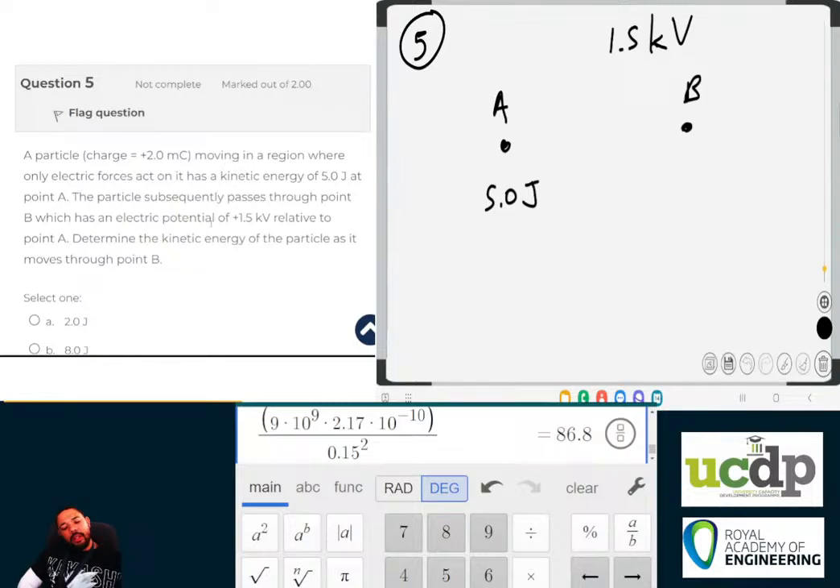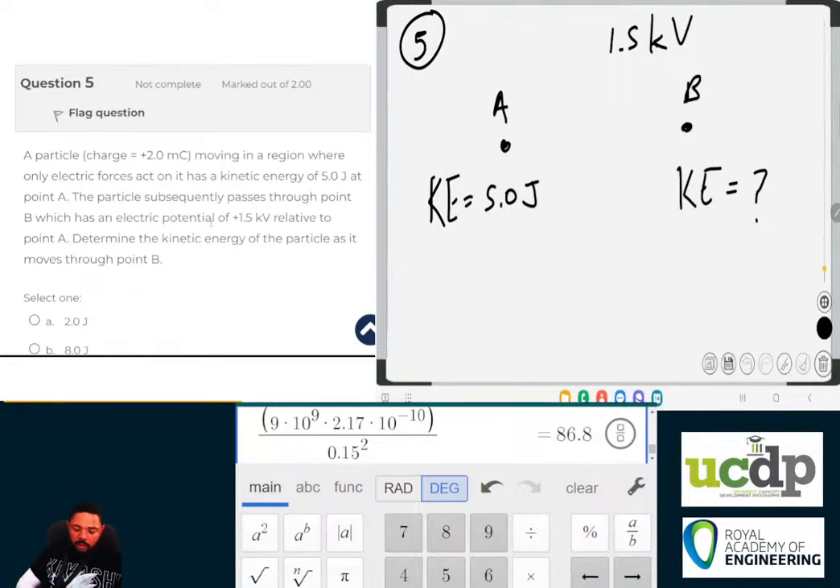Now determine the kinetic energy of the particle as it moves through point B. So we want the kinetic energy at this point here. The kinetic energy at point A is equal to 5 joules. The kinetic energy at point B, what is it? How can we calculate it?